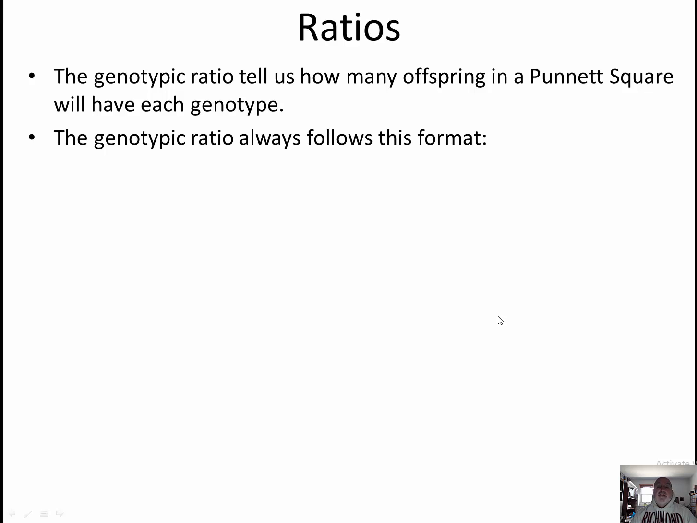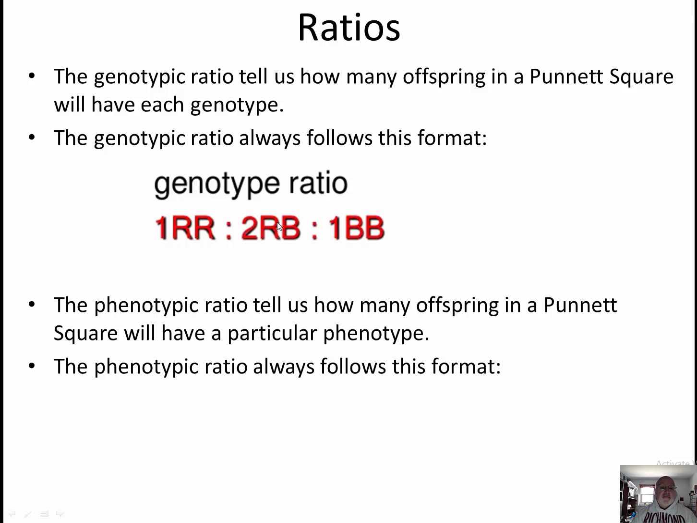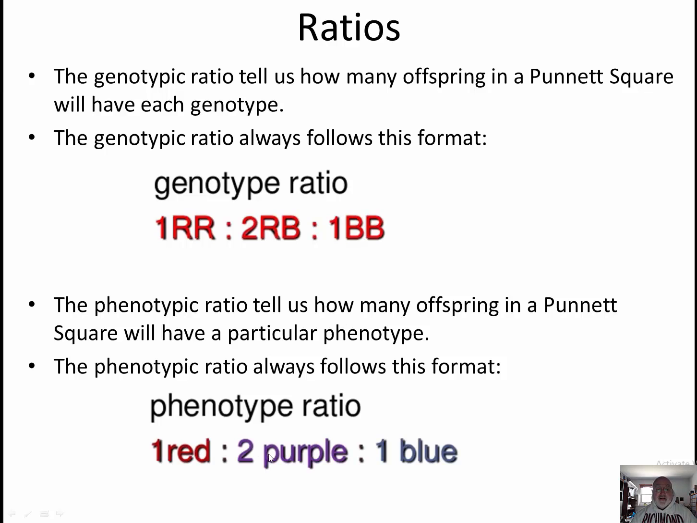Okay, genotype ratio tells us how many offspring from the Punnett square will be of each genotype. Genotype ratio follows the following format. Genotype ratio is always 1 to 2 to 1: 1 homozygous dominant, 2 heterozygous, 1 homozygous recessive. Phenotypic ratio tells us how it's going to appear, and it's going to show us this format. It's always 1 to 2 to 1.